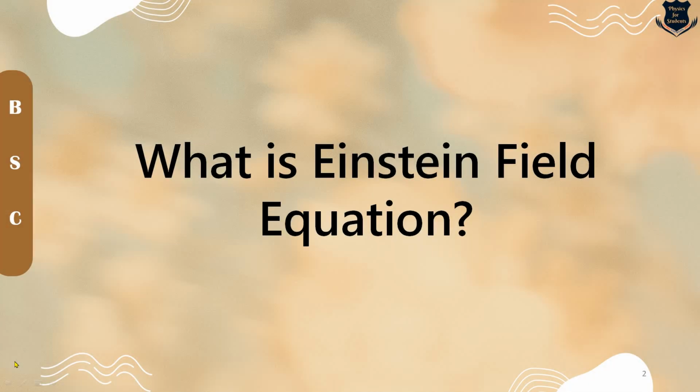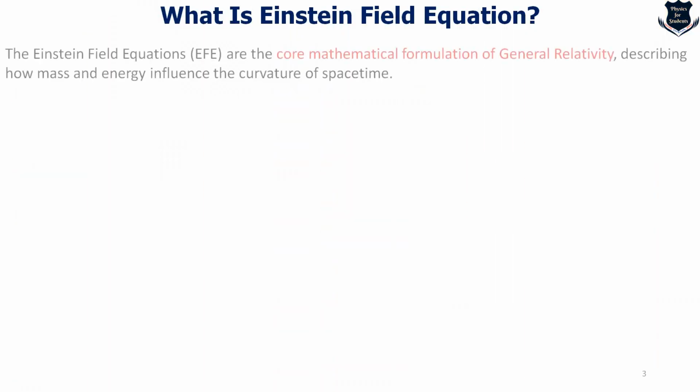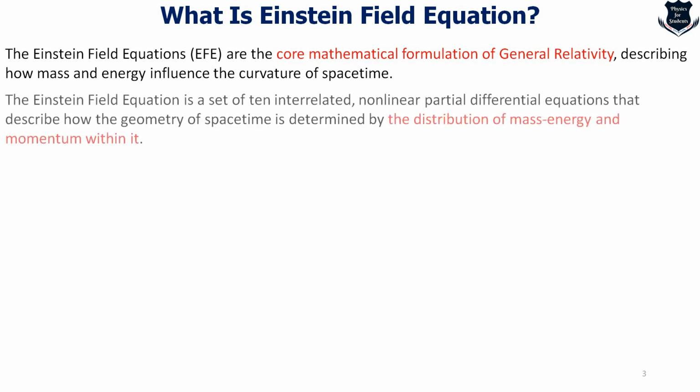Well, first we need to understand what exactly the Einstein Field Equation is before we go into the deep mathematics of it. If I go by the definition, the Einstein Field Equation is the foundation or the core mathematical formulation of general relativity, and it is a set of 10 interrelated nonlinear partial differential equations that describe the geometry of space-time, which is determined by the distribution of mass, energy and momentum within it.